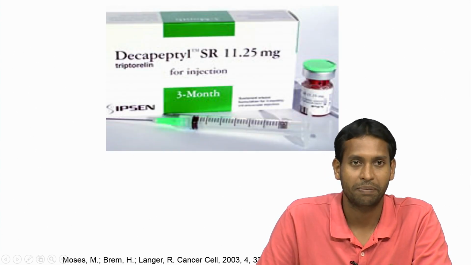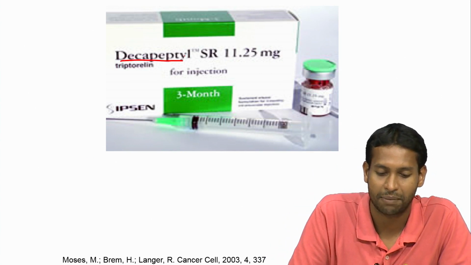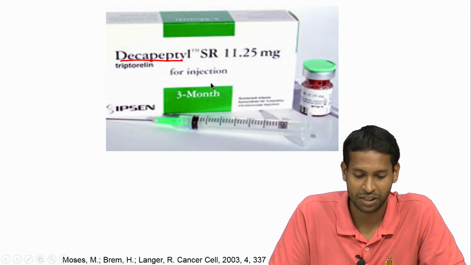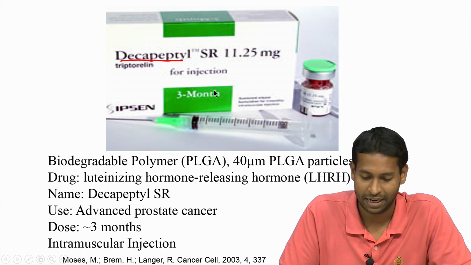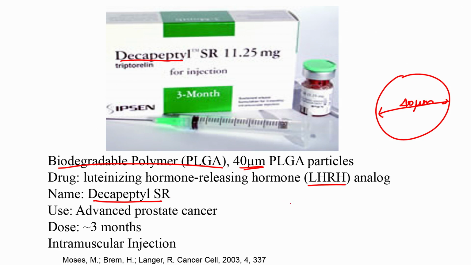So, let us look at some of the examples that are out there. One of the examples given here is Decapeptyl, an injection which is given once in 3 months. It is made of the biodegradable polymer PLGA, and these PLGA particles are about 40 micron in size, and they carry a drug called LHRH analog. The trade name for that is Decapeptyl SR, and it is used for advanced prostate cancers.